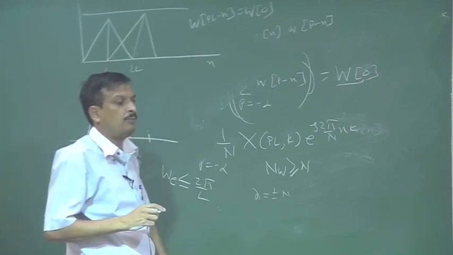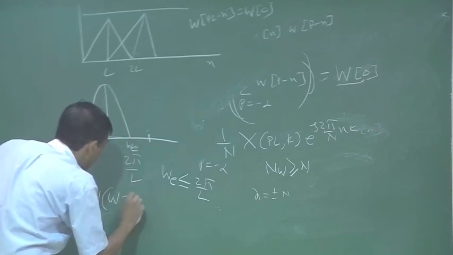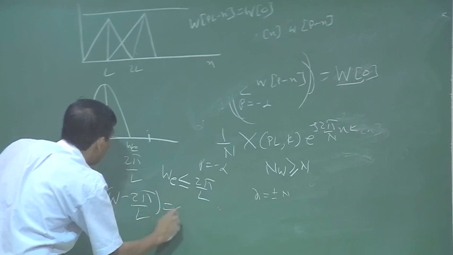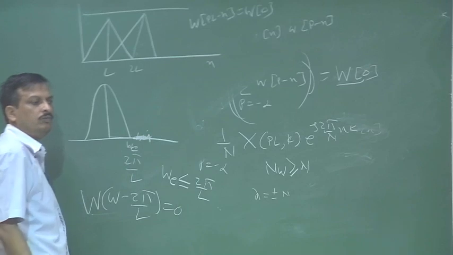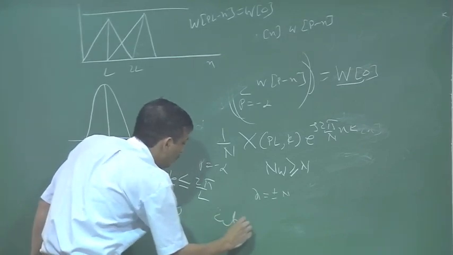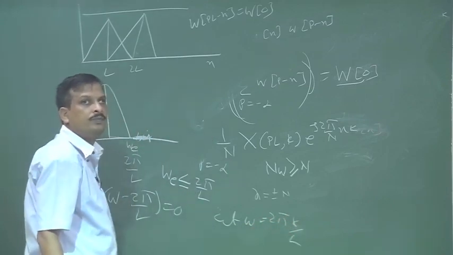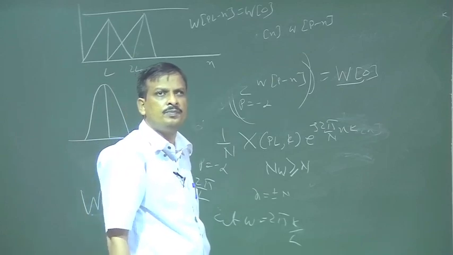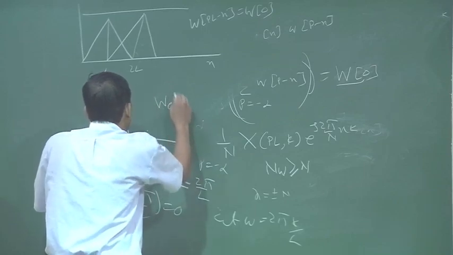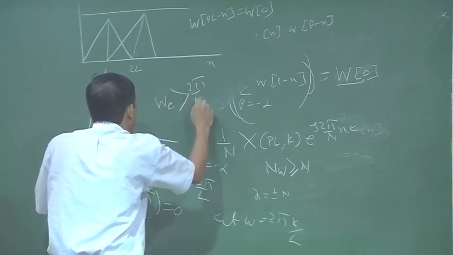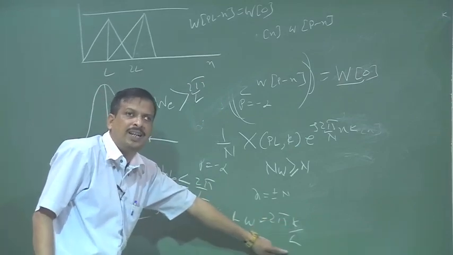Here also relaxation is possible, but in that case this W omega minus 2 pi by L must be 0. Here all should be 0. It cannot be any value at omega equal to 2 pi k by L, it must be 0. So it doesn't matter if omega c is greater than 2 pi by L, I have to ensure at every omega 2 pi k by L it should be 0.